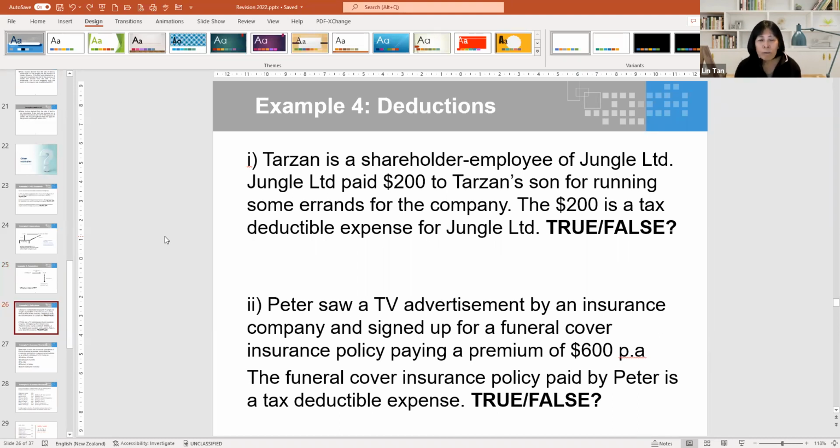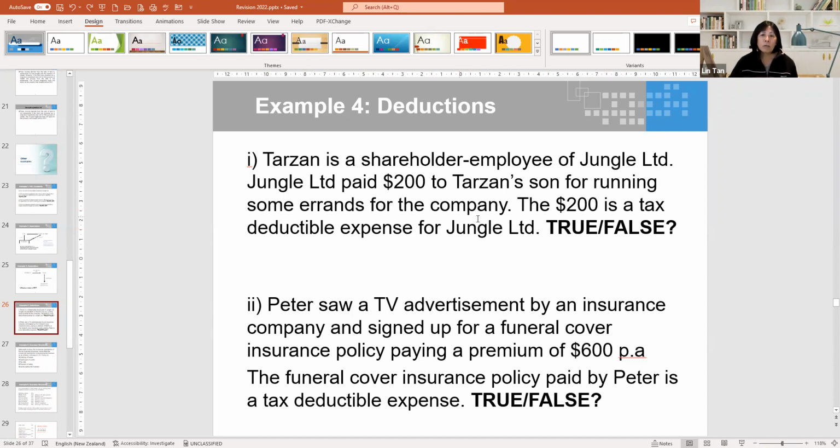All right, example 4. Let's have a look at deductions. Tarzan is a shareholder employee of Jungle Limited. The company paid $200 to Tarzan's son for running some errands for the company. So the question is, is the $200 a tax deductible expense for Jungle Limited? Is it true or false?